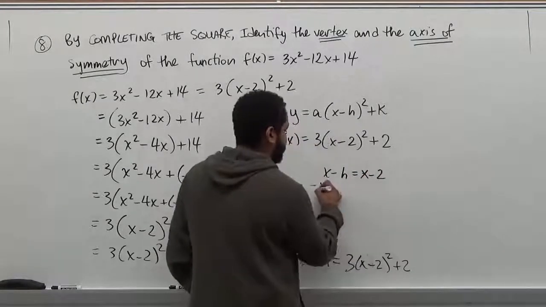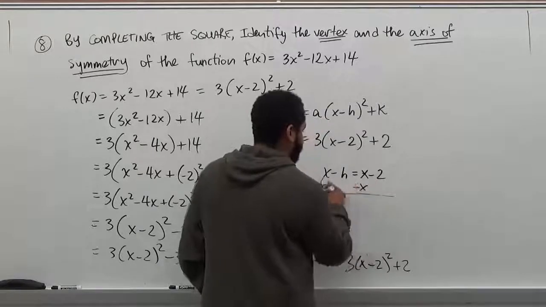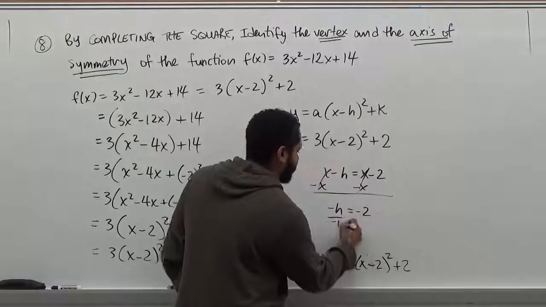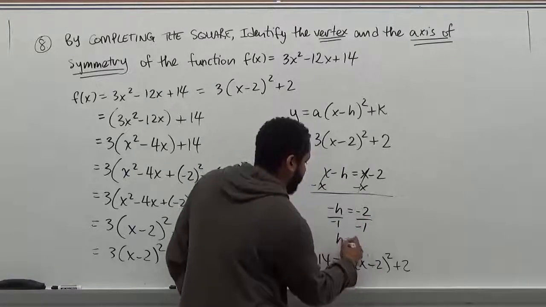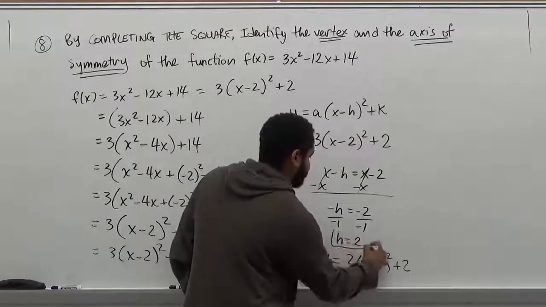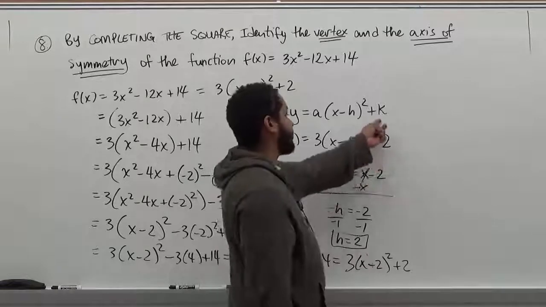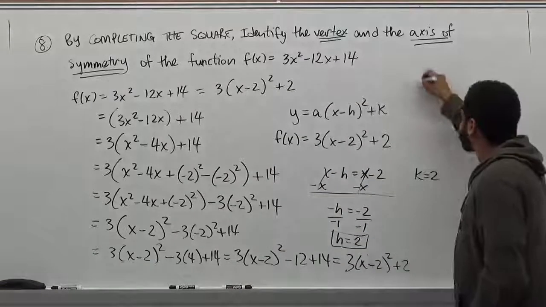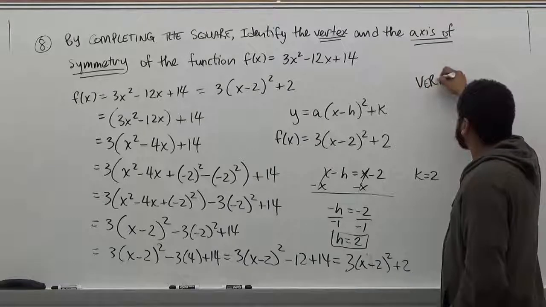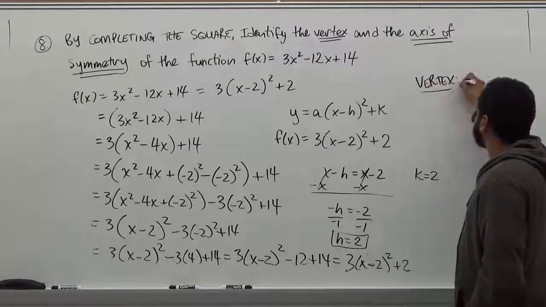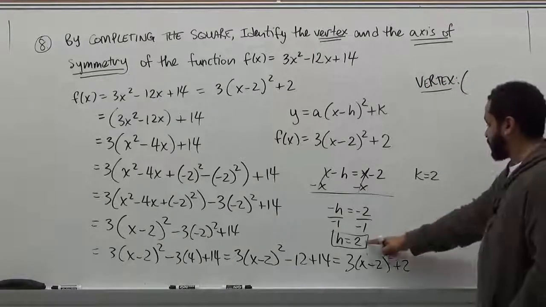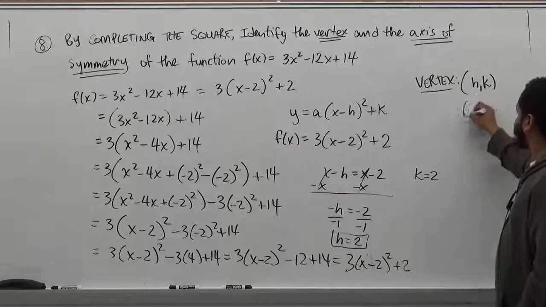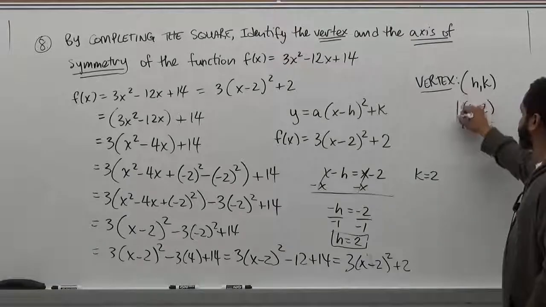We subtract x from both sides, and these go away. We have negative h equals negative 2. We divide by negative 1, and we can solve for our h. And h here becomes just 2. And our k is what it is, we could just say k equals 2. And here we have our vertex then. Our vertex is going to be 2, 2, because our vertex is h and k. Our vertex point is then 2, 2.